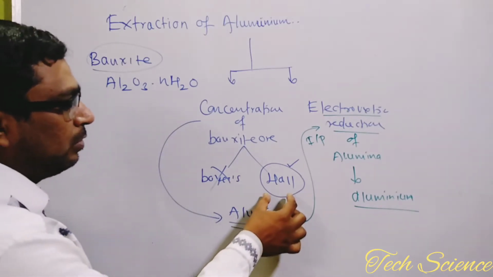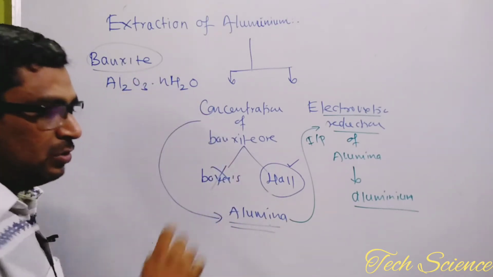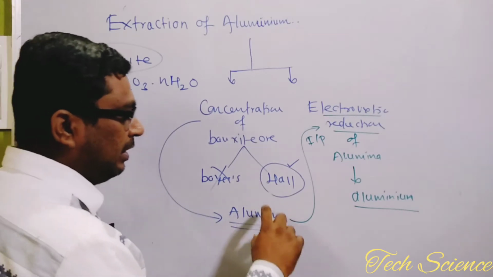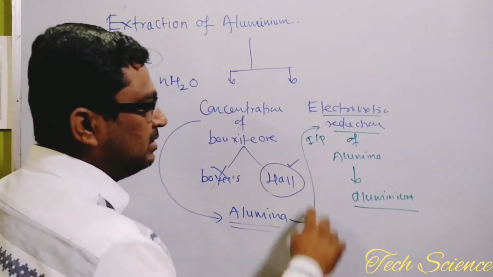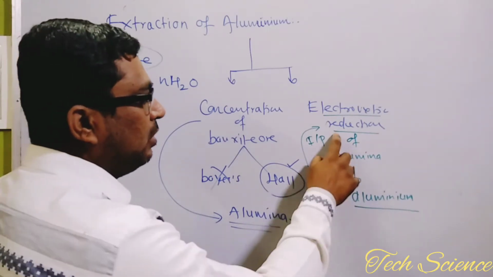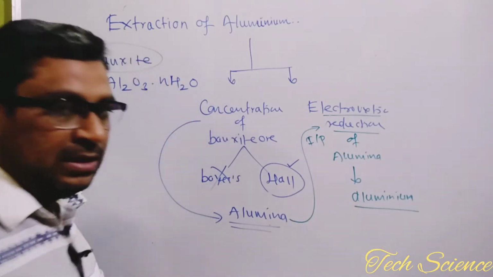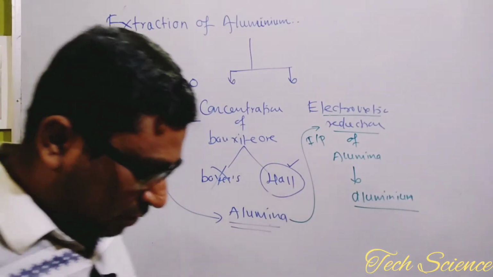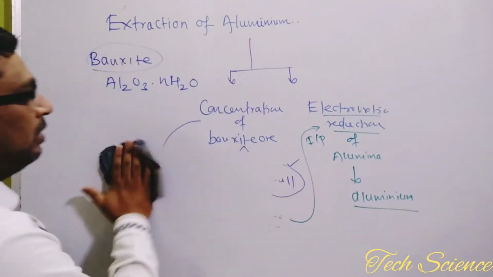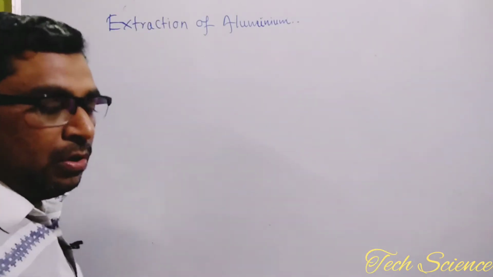Now it's time to upload the Hall's process. In the Hall's process bauxite is the input and alumina is the output, and right now we have to see how that is done. After getting alumina as output, this alumina is the input for the second step, electrolytic reduction, and using this process we get aluminium as the final output. So this is today's point of discussion. Now let's see the first point, concentration of bauxite ore using the Hall's process.